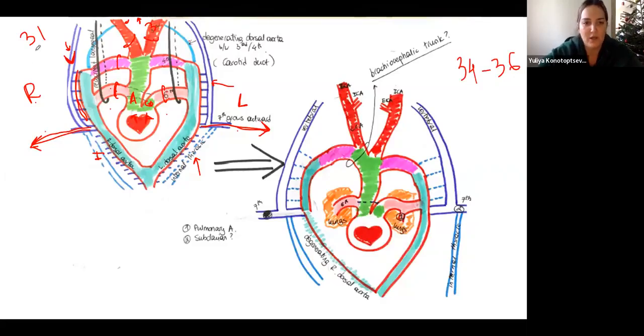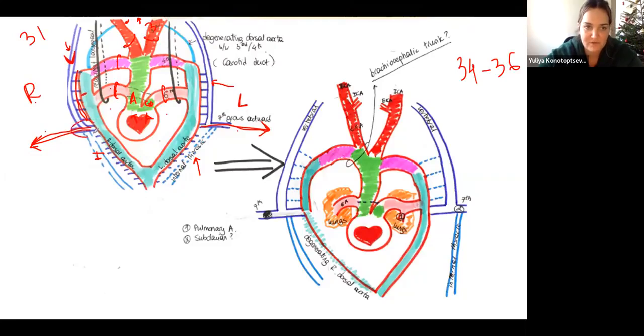After day 31, right dorsal aorta below the level of 6th aortic arch degenerates. I made a mistake here by drawing. So 7th intersegmental should be somewhere here. Okay, so somewhere here. I apologize for this.